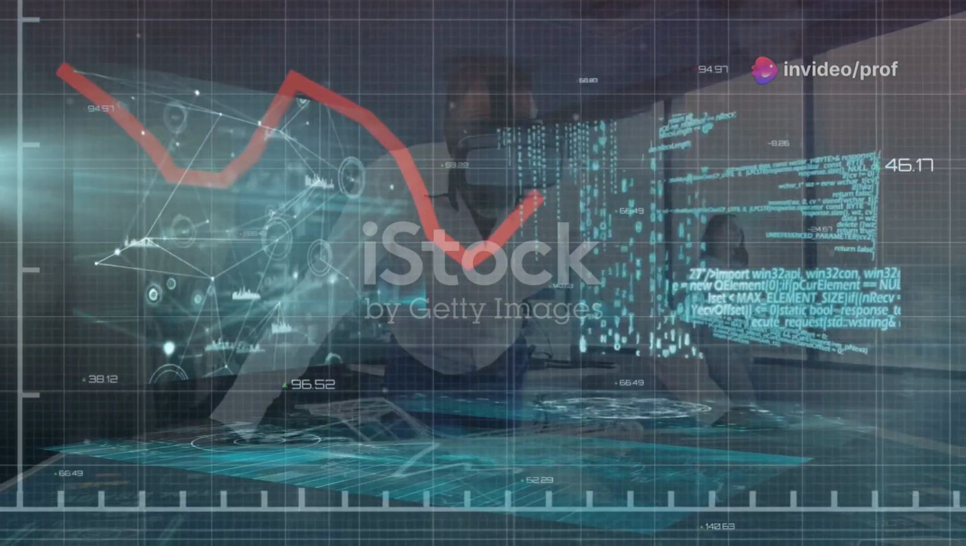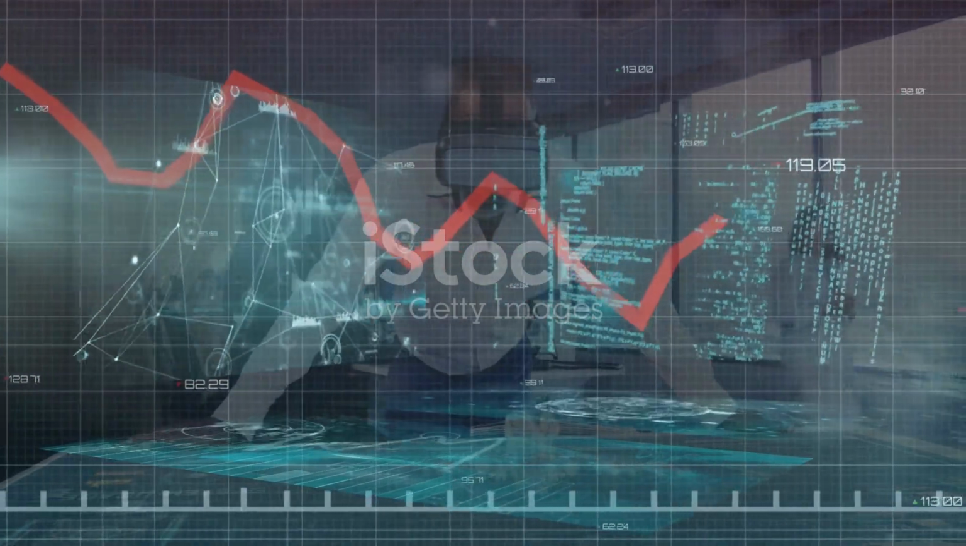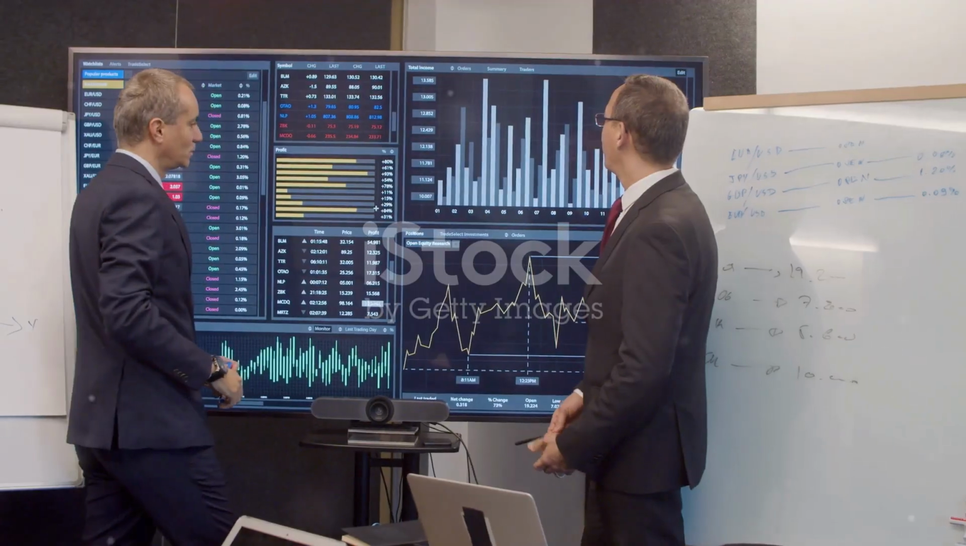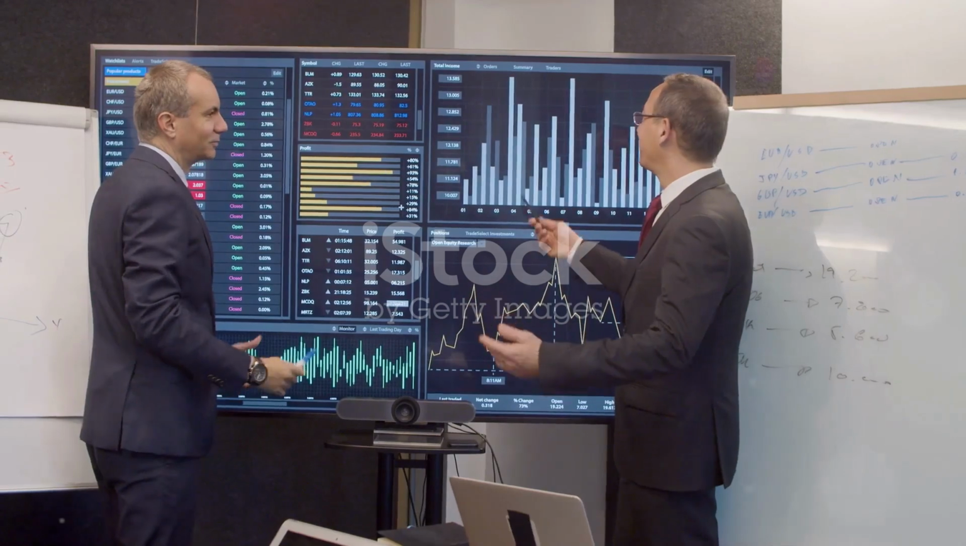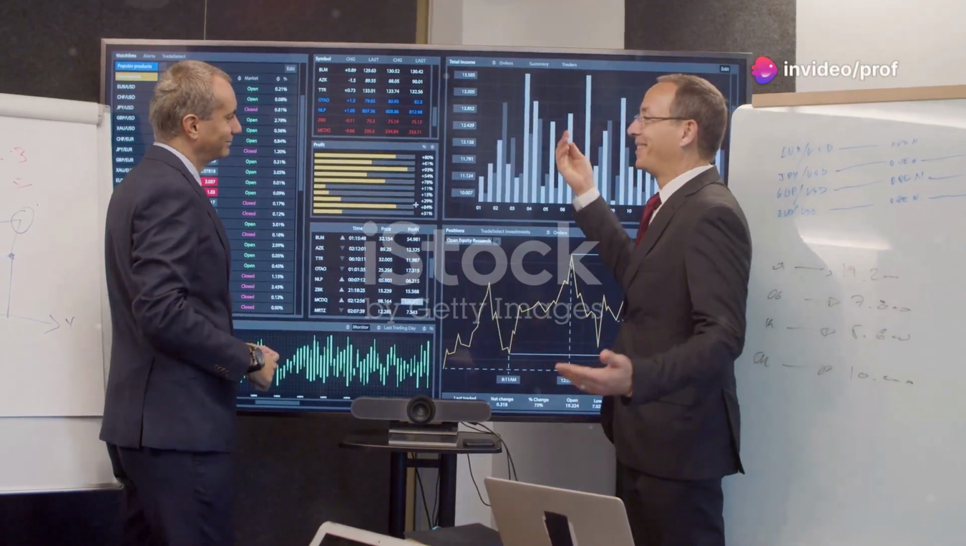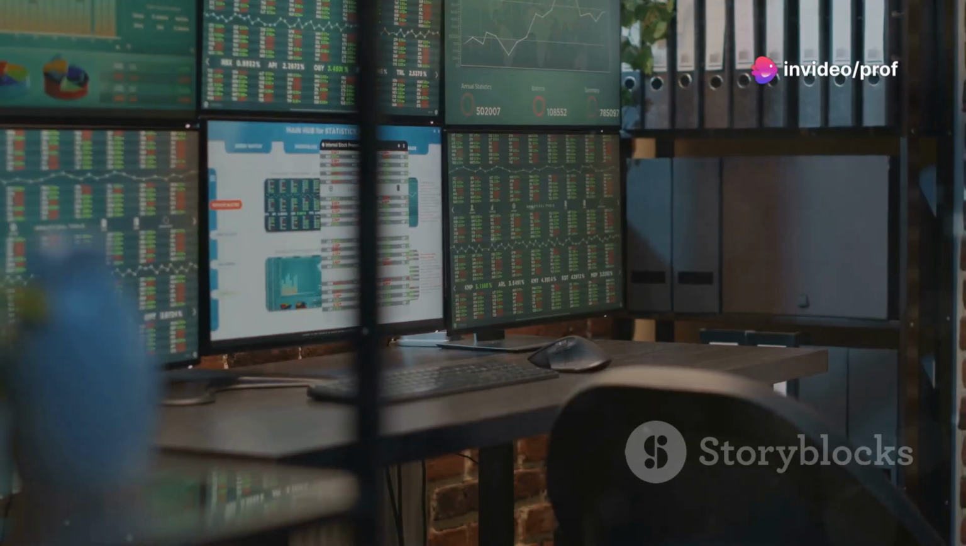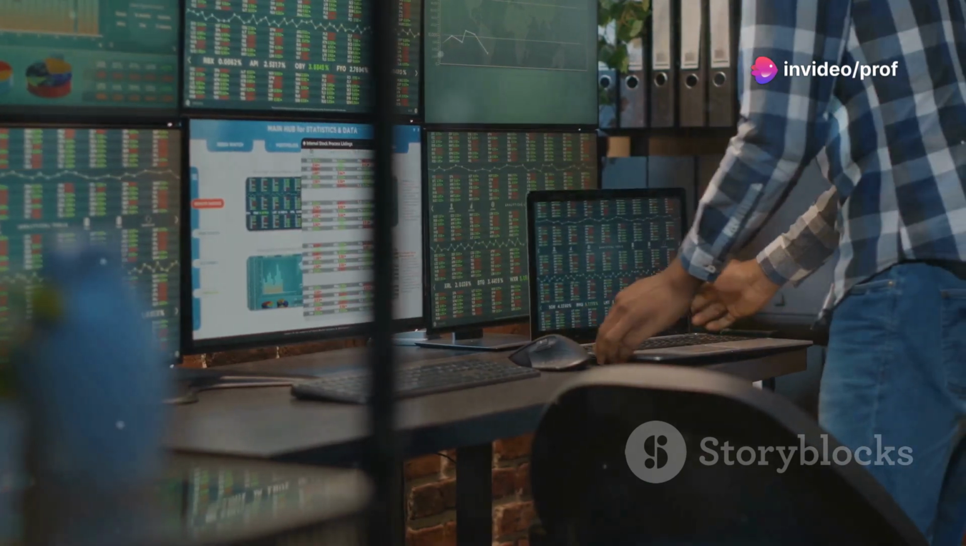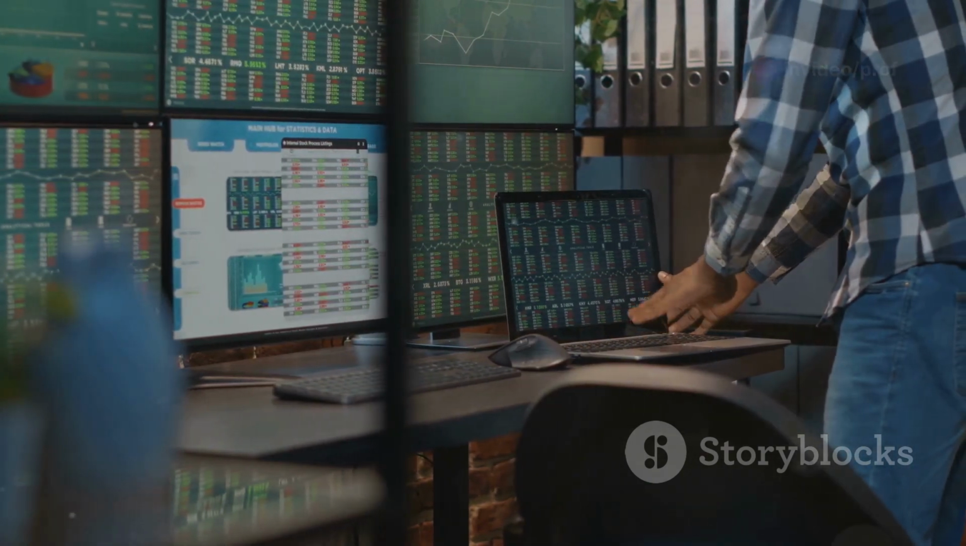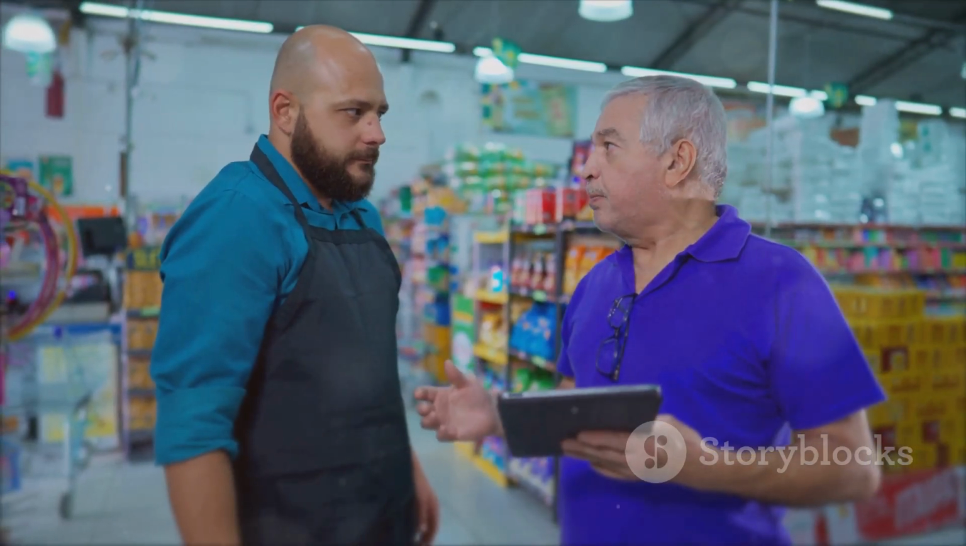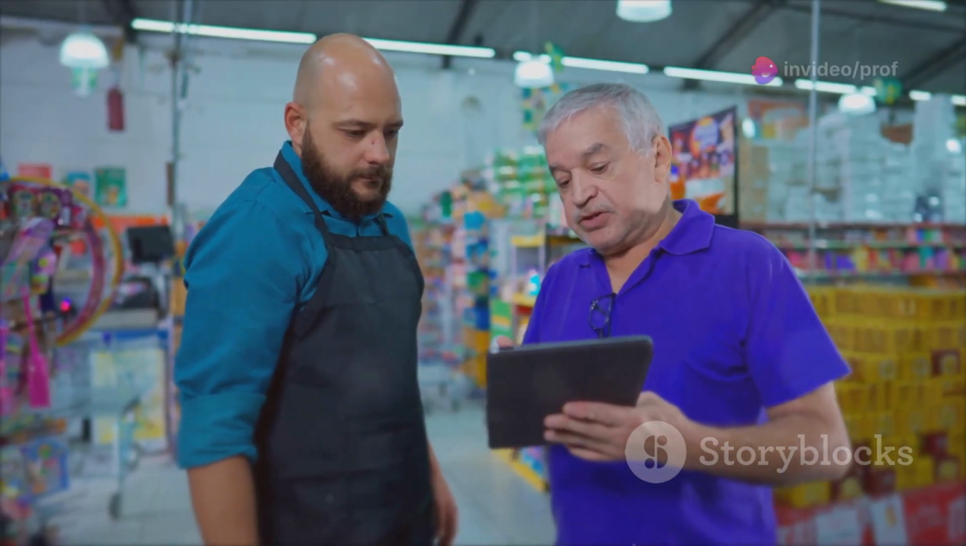Section 5. Real-world applications of time series forecasting. Time series forecasting plays a pivotal role in numerous real-world applications across various domains. In finance, it's used to predict stock prices, optimize investments, and manage risk. Retailers rely on time series forecasting to forecast sales, manage inventory, and optimize pricing strategies.